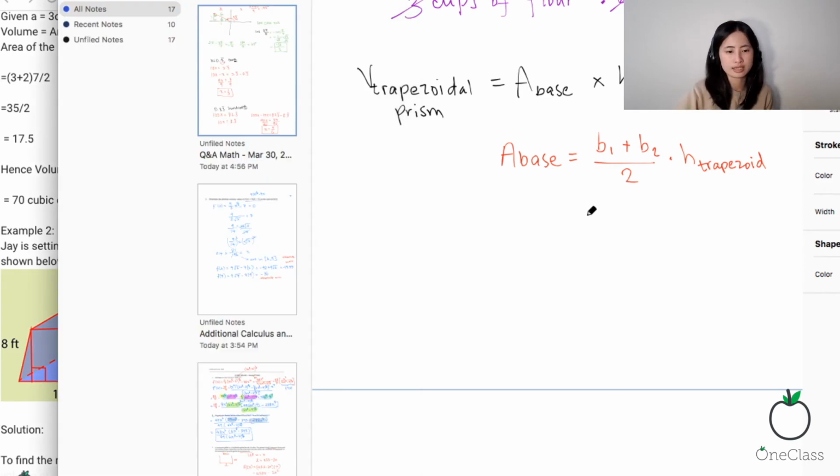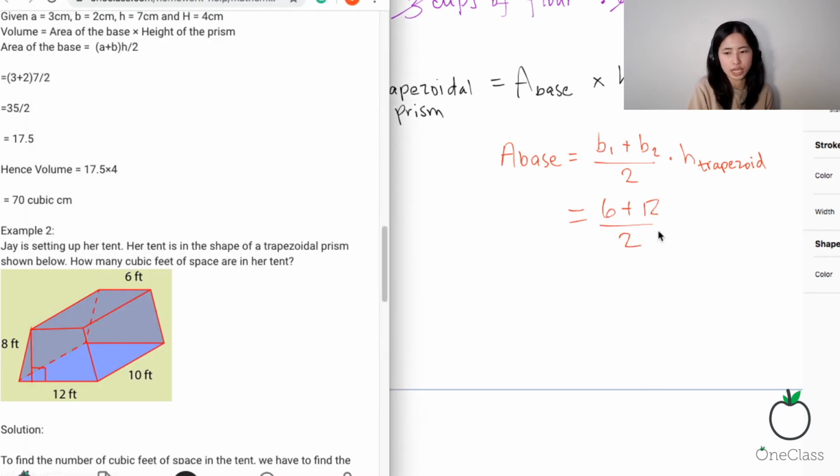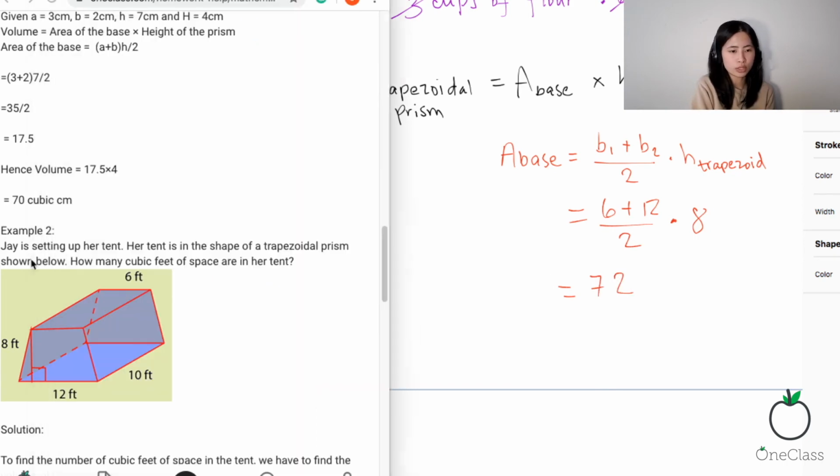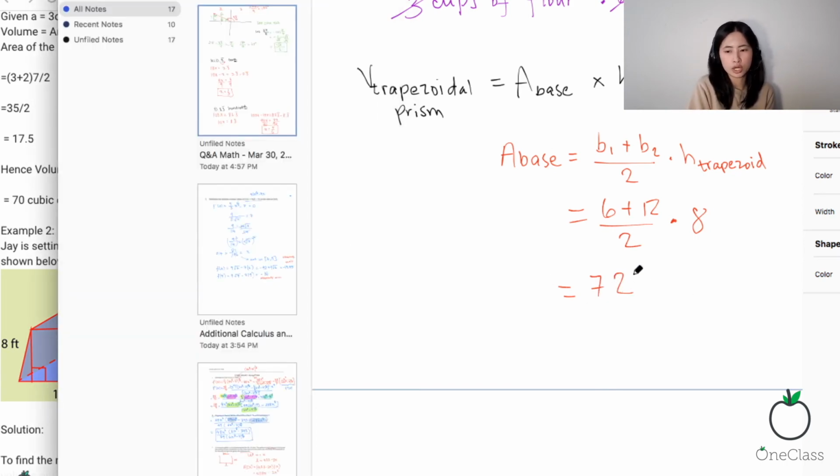So I'm taking 6 plus 12 divided by 2. And then the height of the trapezoid, as I mentioned, is actually 8, so you're taking this times 8. So we know that this is 6 plus 12 divided by 2 times 8. That's going to be 72. And let's see what units they're using. They're saying it's feet, and because it's units of area, this is square feet.